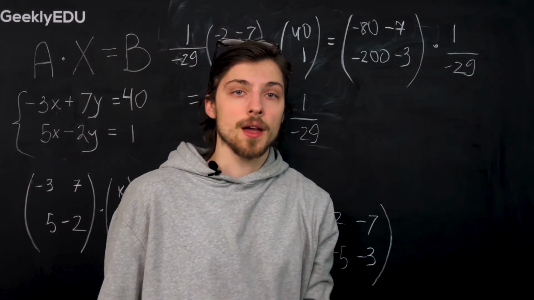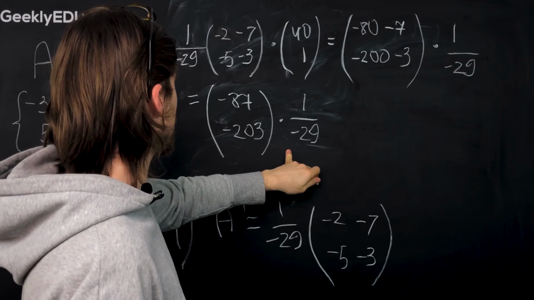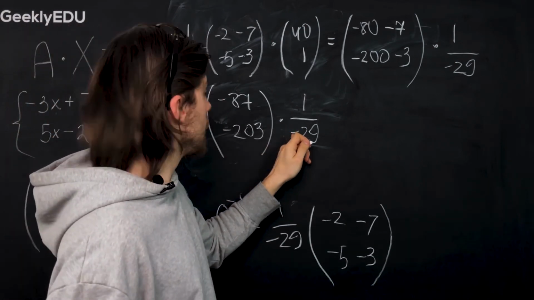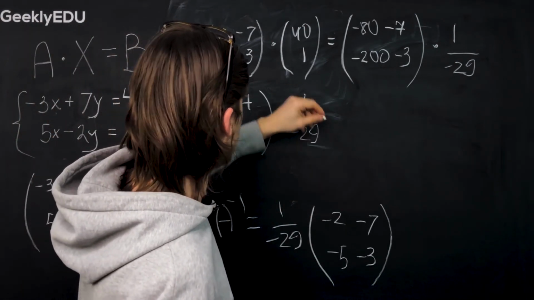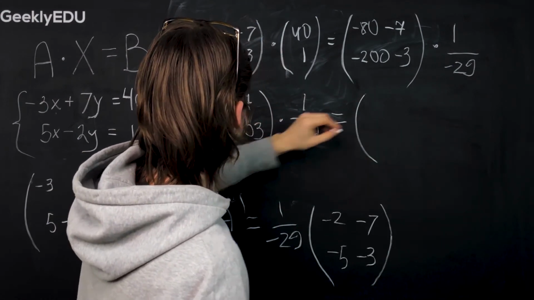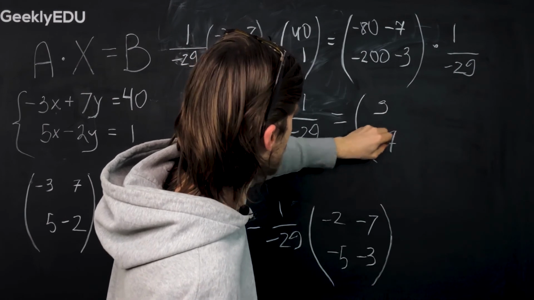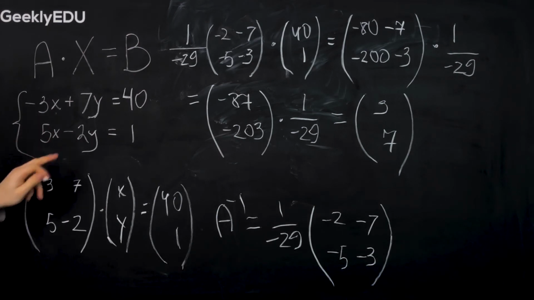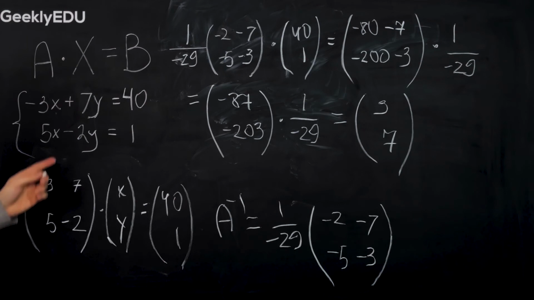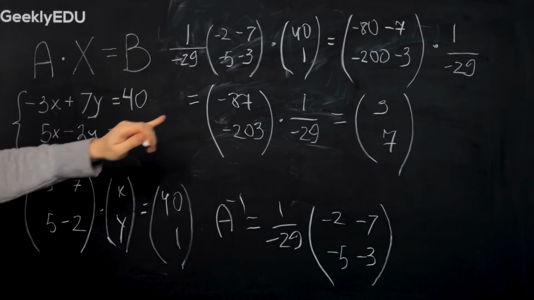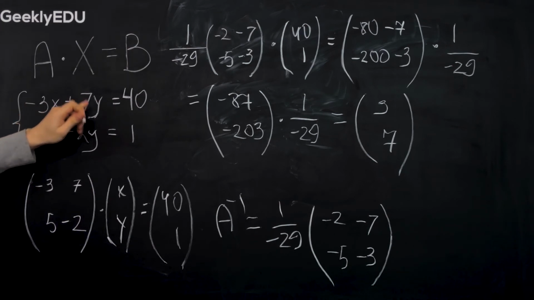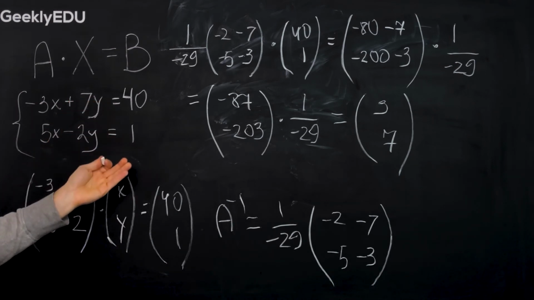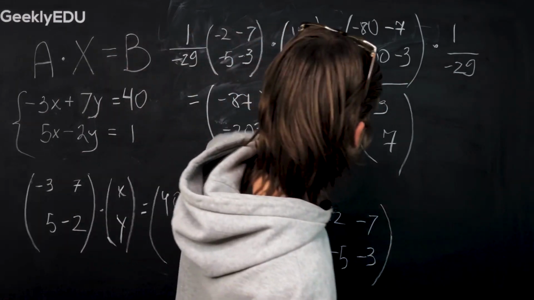Now, if you do division, dividing 87 by 29 and 203 by 29, as you can see, both of those numbers are negative, in fact, so we're going to have positive integers, and the answers will be 3 and 7. And just like that, we found the solution to this system of linear equations. Now we can easily check this if we substitute 3 and 7 into the equation. So we have negative 9 plus 49 equals 40, and we have 15 minus 14 equals 1. So we are indeed correct, and this is the answer.